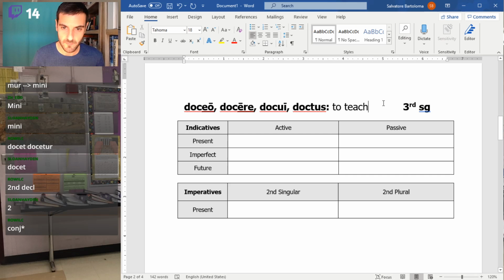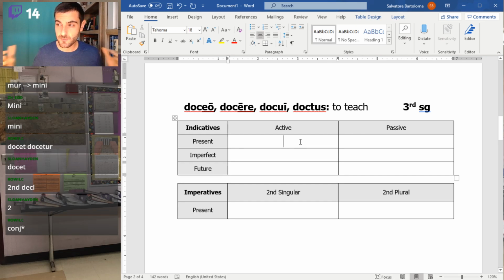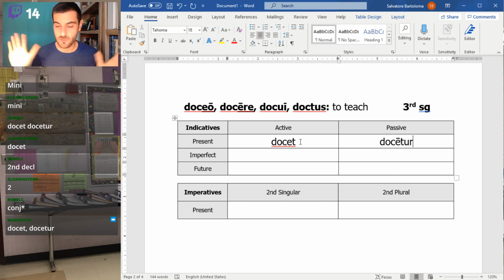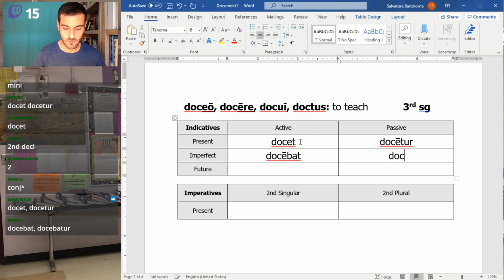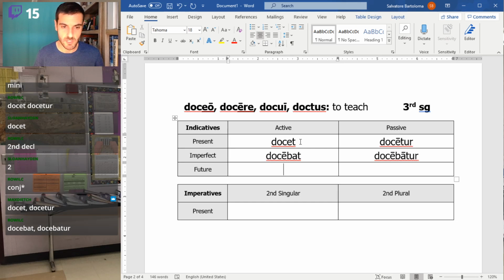Second conjugation and first conjugation are really kind of the same, except A's versus E's. So the pattern is basically going to be the same. So you're going to have docet, you're going to have docetur. That long mark appears just because of pronunciation, so don't fixate too much on the long marks. Imperfect, docebat versus docebatur. Again, another long mark for pronunciation.